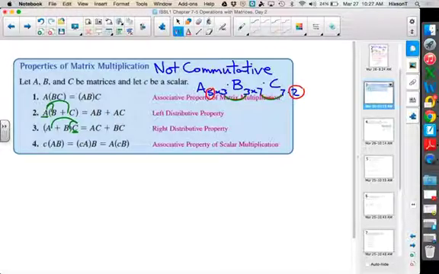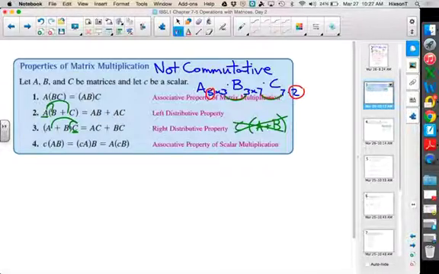And you can't just rewrite it as C times A plus B, because that'll be different. We often did rewrite it with real numbers. You can't here with matrices.